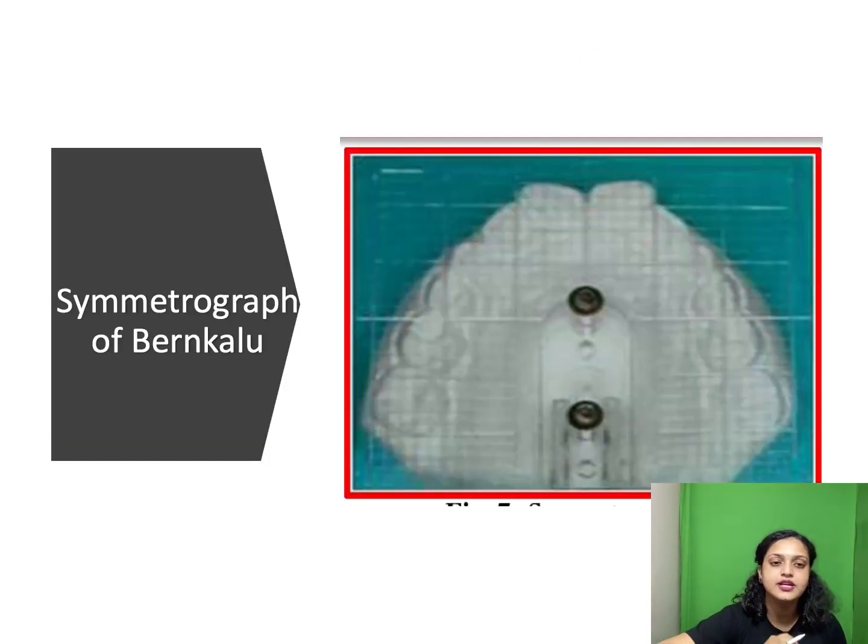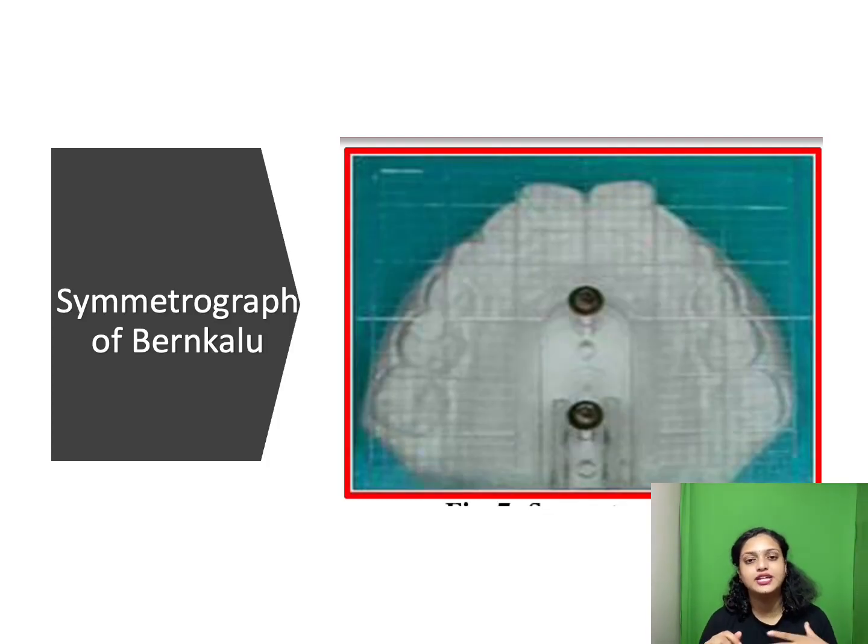This is something called a symmetrograph of Burnclaw. There can be something called pitch, roll and yaw. You will have a separate video for that in the Amalgam video bank. Yaw is something called a midline shift, a twist along the midline. So the patient will be presenting to you with a midline shift. The symmetry of the arch is changed.